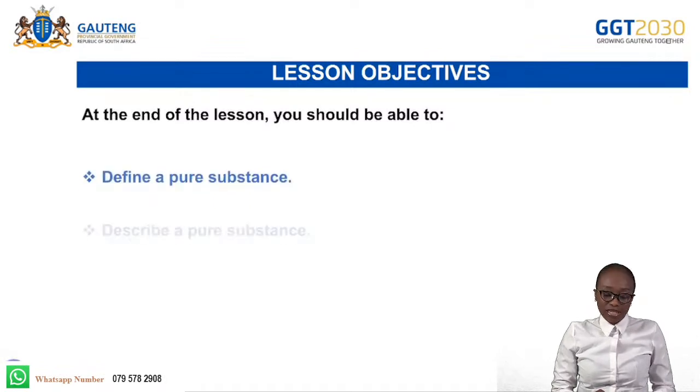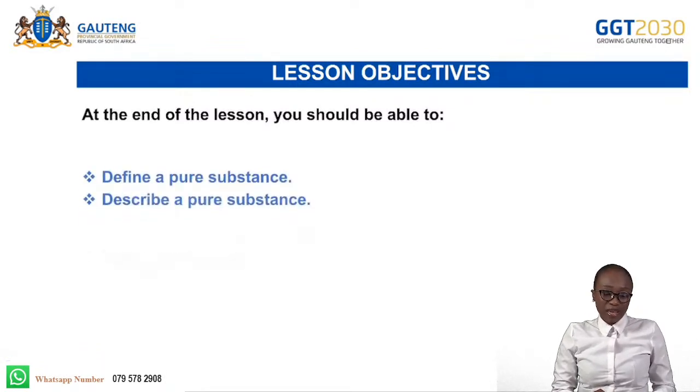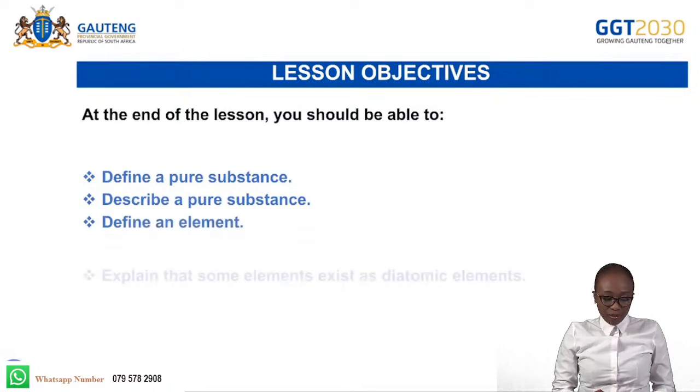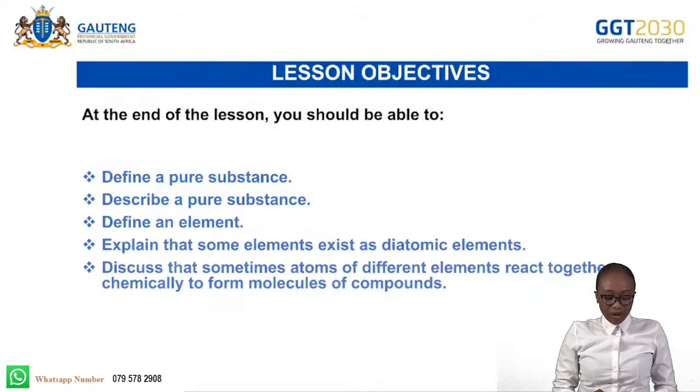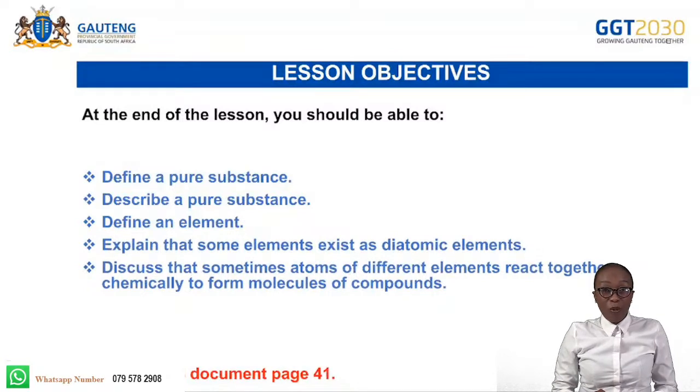define a pure substance, describe a pure substance, define an element, and explain that some elements exist as diatomic molecules, and also discuss that sometimes atoms of different elements react together chemically to form molecules of compounds. All this is sourced from your KEPS document on page 41.